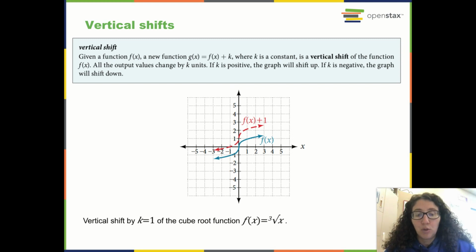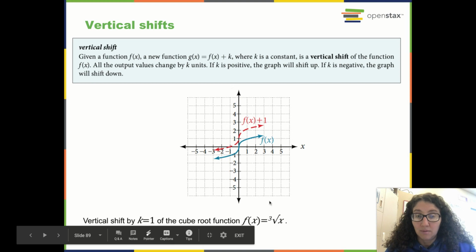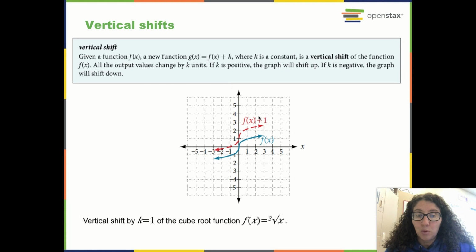If we were looking at a graph, maybe this blue graph looks familiar to you? It's one of our toolkit functions, the cube root of x. If we have the graph of f of x that looks like this, and we add 1 to it, it just shifts the whole thing up by 1 unit. So the origin, where it usually crosses at the origin, goes up to (0, 1). The whole graph just shifts up or down by whatever the constant is that you add.